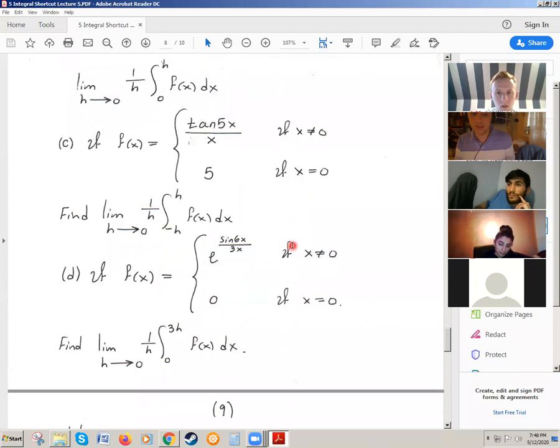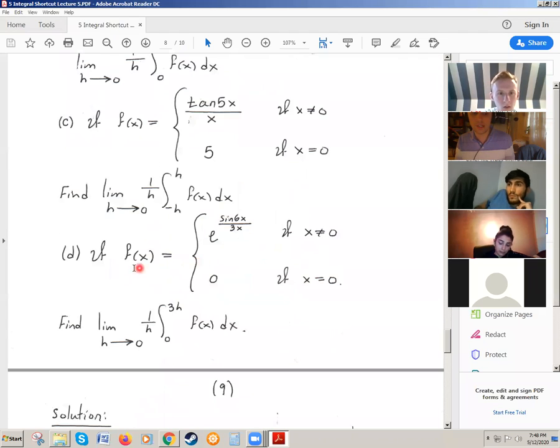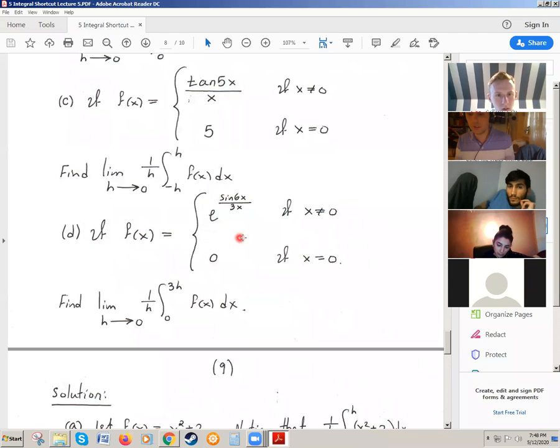Good. Now, the final question is this D. Can you do that one? e to the sine of 6x over 3x if x is not 0, 0 otherwise. And this is the function, and I ask you to calculate this limit.